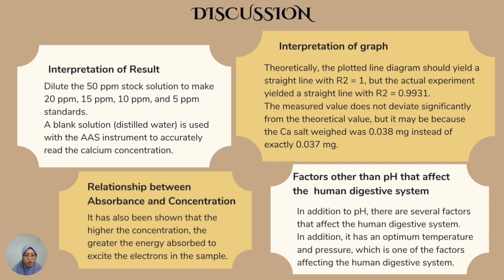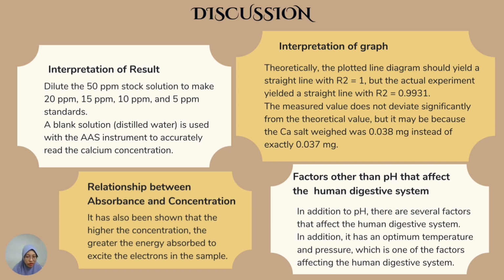Next, we will go to the interpretation of graph. Theoretically, the plotted line diagram should yield a straight line with r squared equal to 1, but the actual experiment yielded a straight line with r squared equal to 0.9931. The measured value does not deviate significantly from the theoretical value, but it may be because the calcium salt weight was 0.038 gram instead of exactly 0.037 gram.